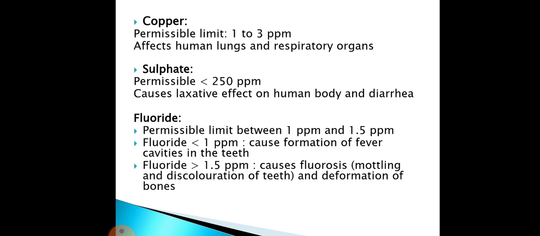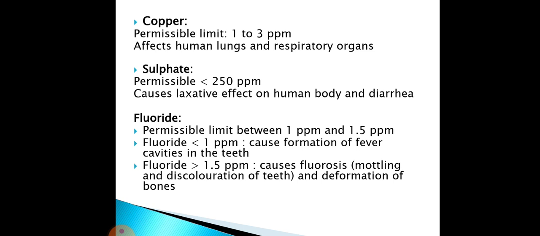Next is copper. When it comes to copper, the permissible limit is between 1 to 3 parts per million, and when it is in excess, it affects the human lungs as well as the respiratory organs. When it comes to sulfate, the permissible limit is less than 250 parts per million, and if it is above the permissible limit, it causes a laxative effect on the human body and may also lead to diarrhea.